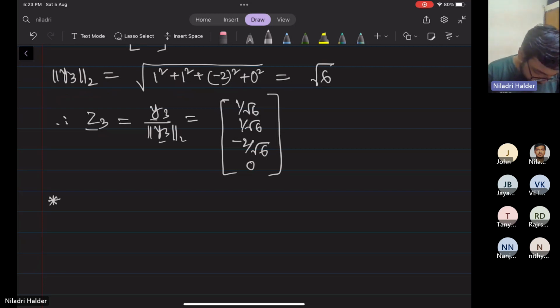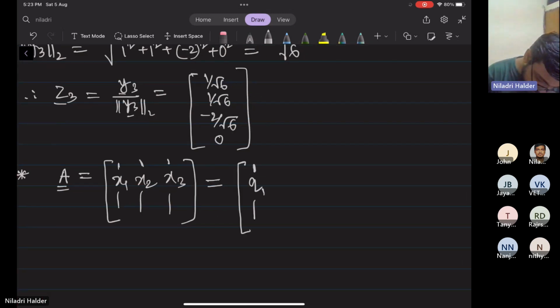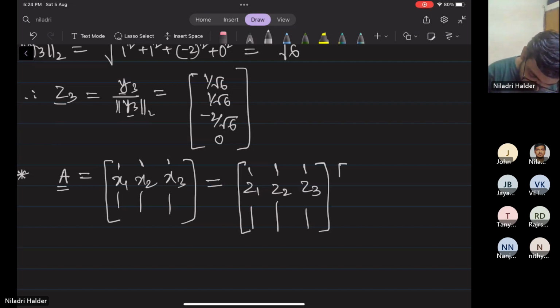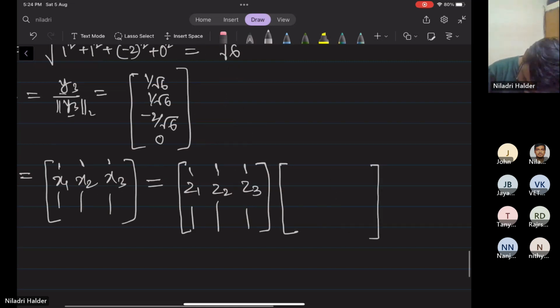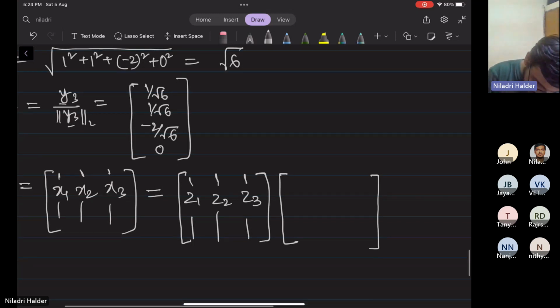So one more interesting point is that we can write A, which has linearly independent columns, here x1, x2, and x3, as a product of a matrix with orthonormal columns. These z1, z2, and z3 are the orthonormal vectors. And what will this other matrix be? This matrix is an upper triangular matrix. So it can be written like this.